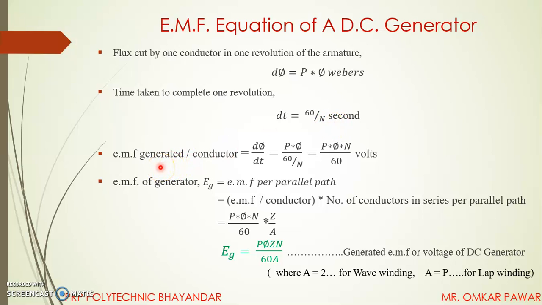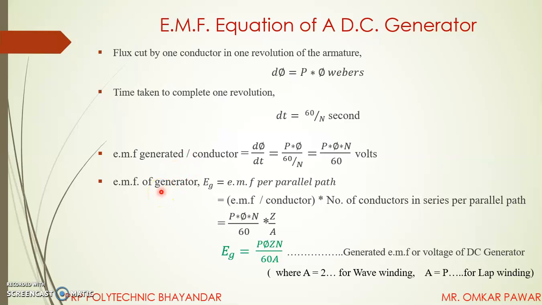Next is the EMF generated per conductor. So the EMF generated per conductor is d phi by dt. So d phi is P into phi and dt is 60 divided by N. So this N goes to the numerator. For the final formula, the final arrangement is P phi N divided by 60 volt, that is the EMF generated per conductor. This is for per conductor.